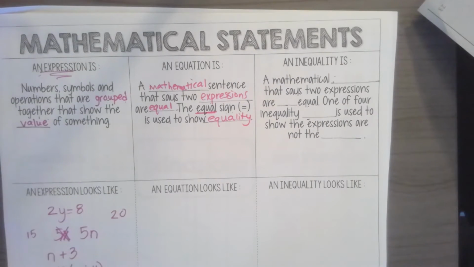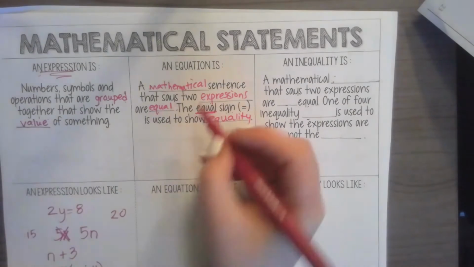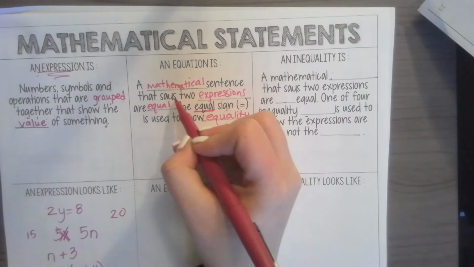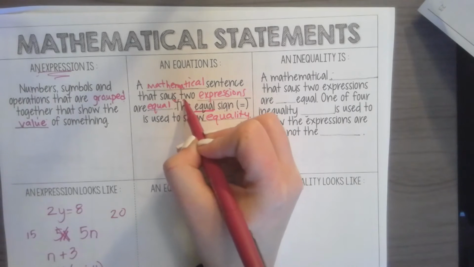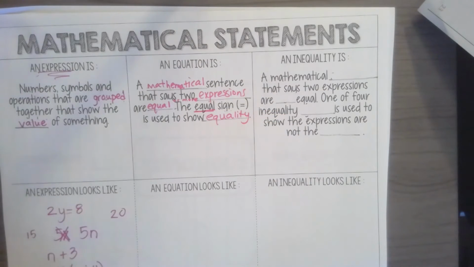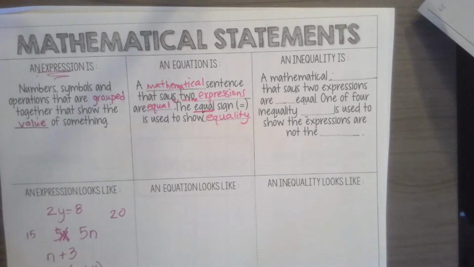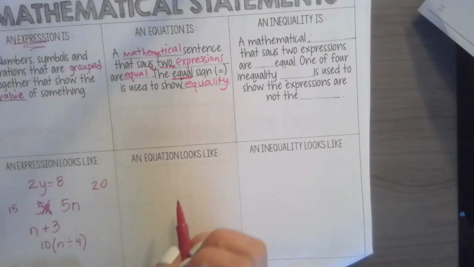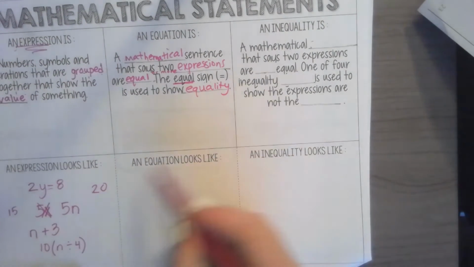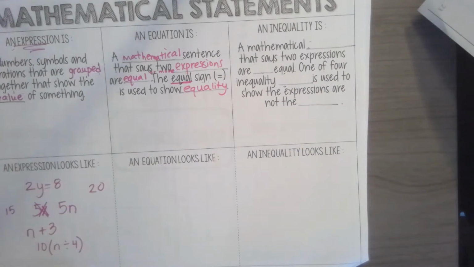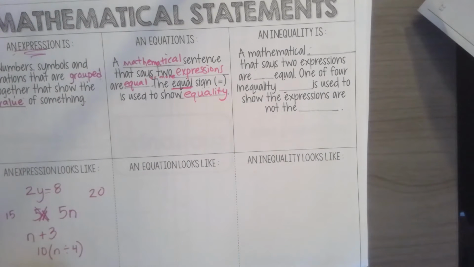And this is two again, two or more. So see if you can come up with an equation. Two sides of expressions that are equal. So you can come up with that.